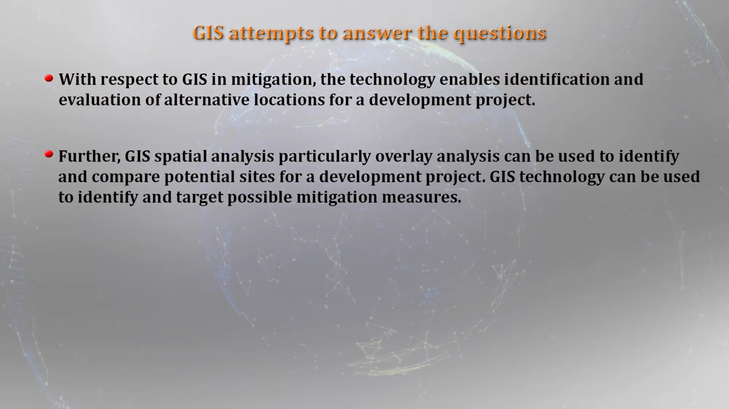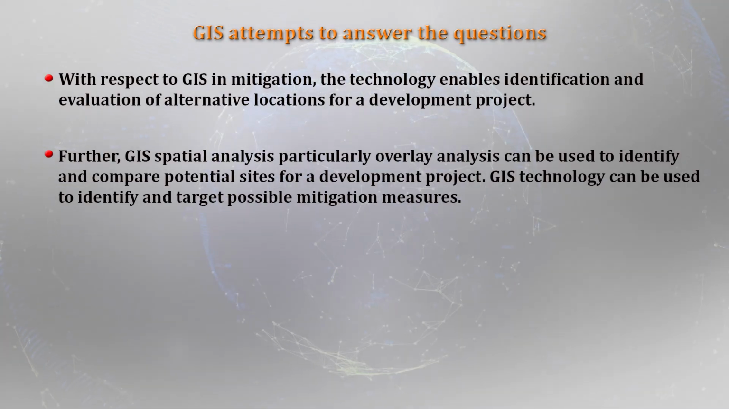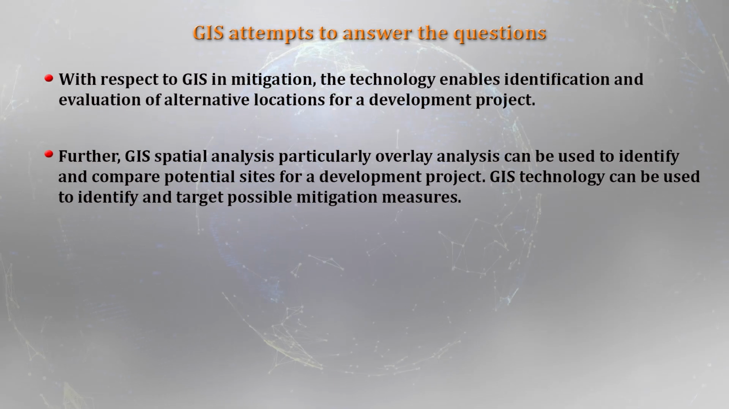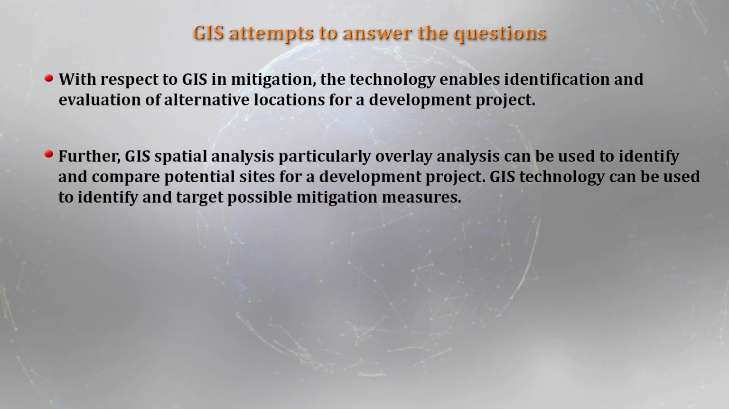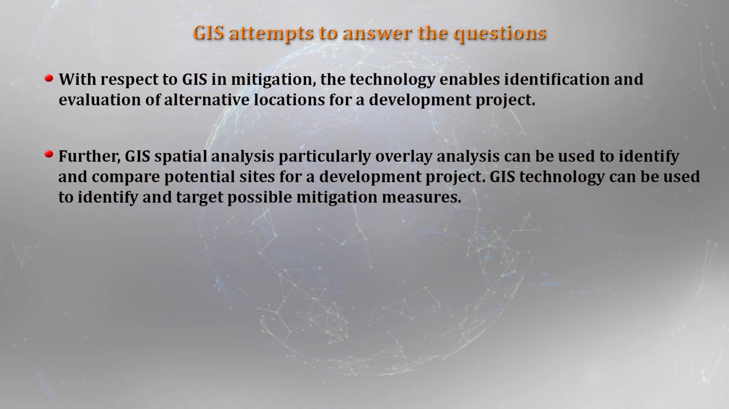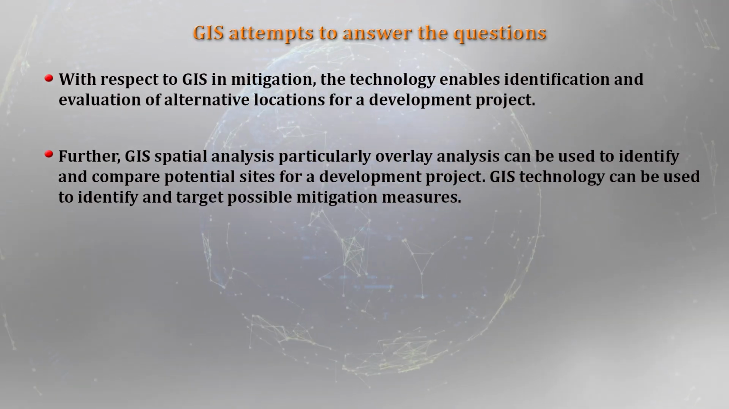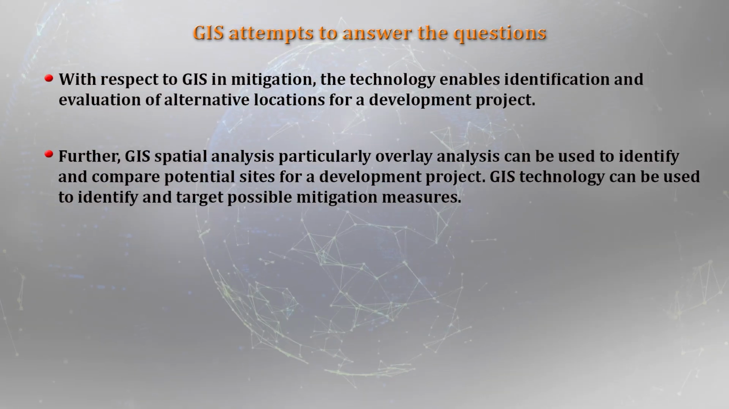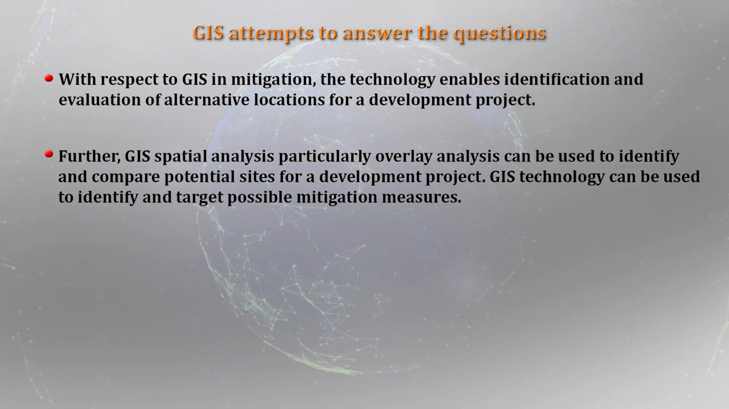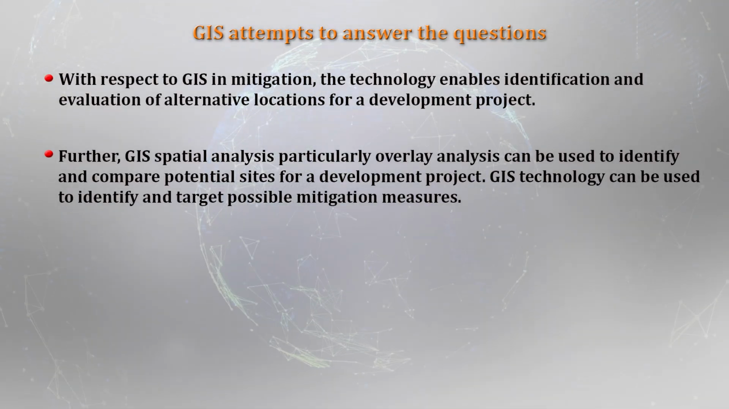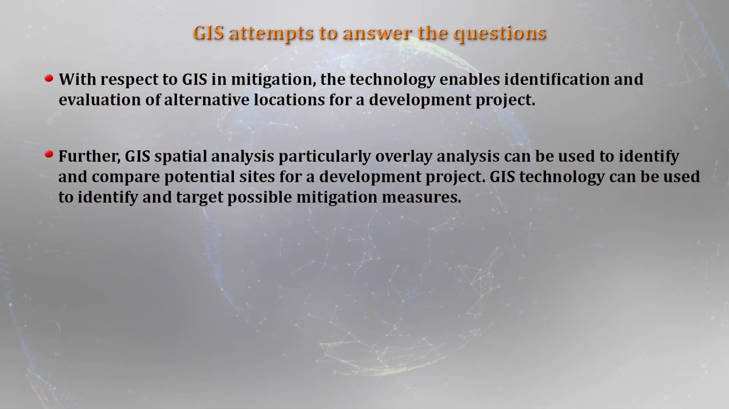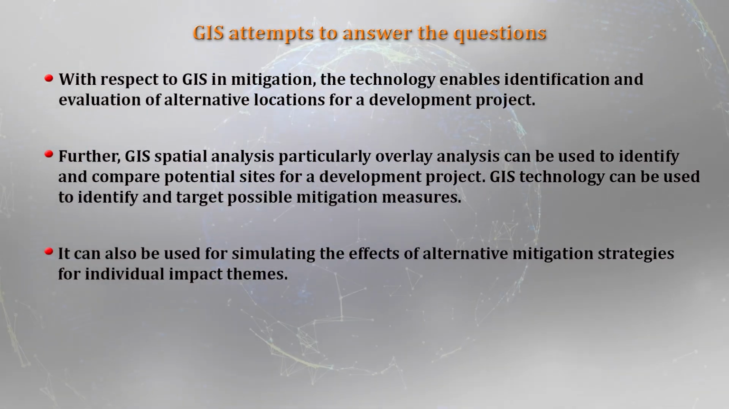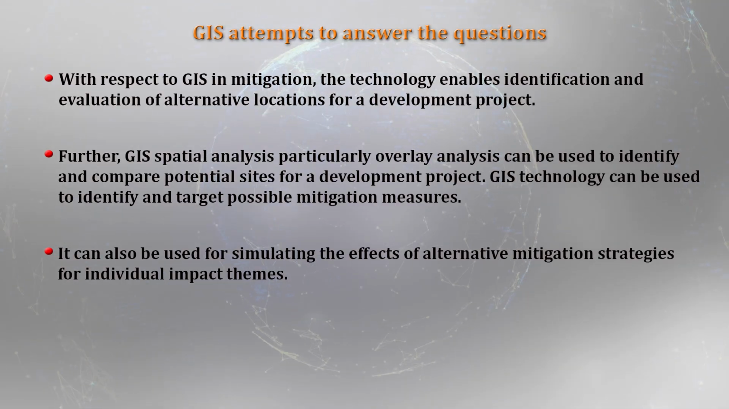Further, the GIS spatial analysis, particularly the overlay, we will be discussing overlay analysis, can be used to identify and compare potential sites for a development project. And that is the significance of any kind of spatial analysis tool. GIS technology can also be used to identify and target possible mitigation measures. That is inbuilt in this particular exercise of GIS and mitigation. It can also be used for simulating the effects of alternative mitigation strategies for individual impact themes.